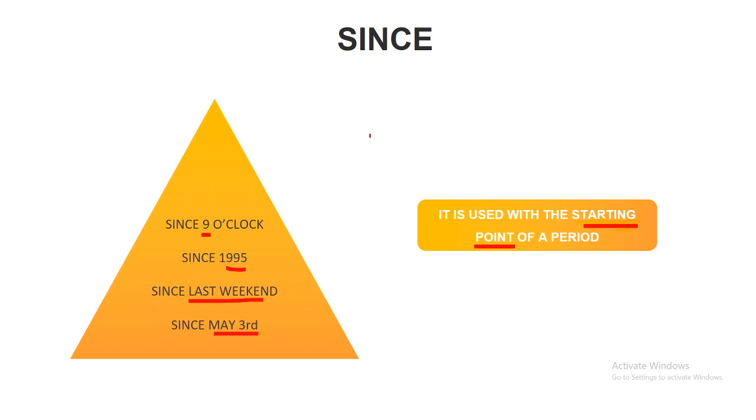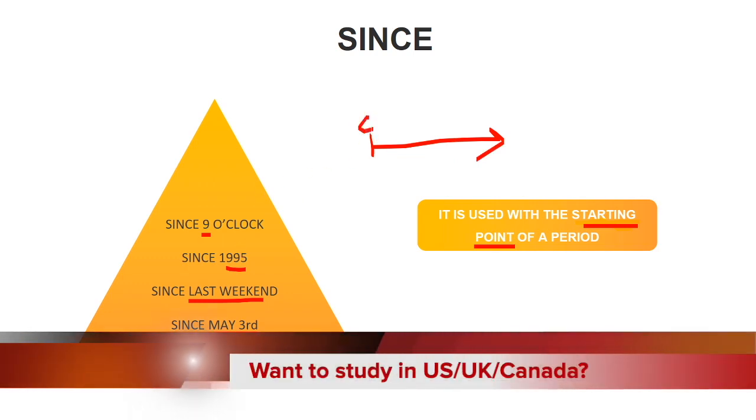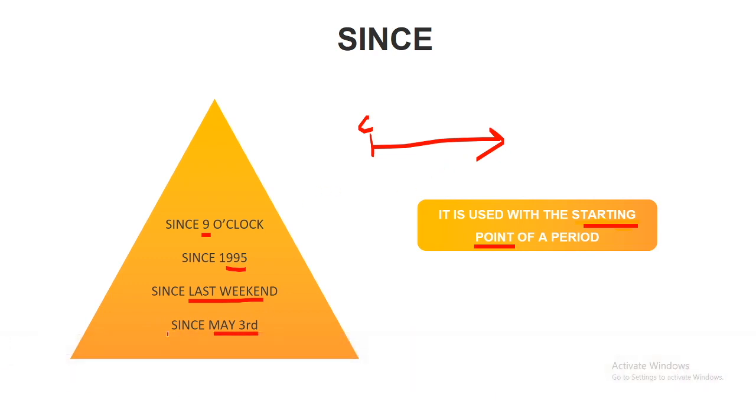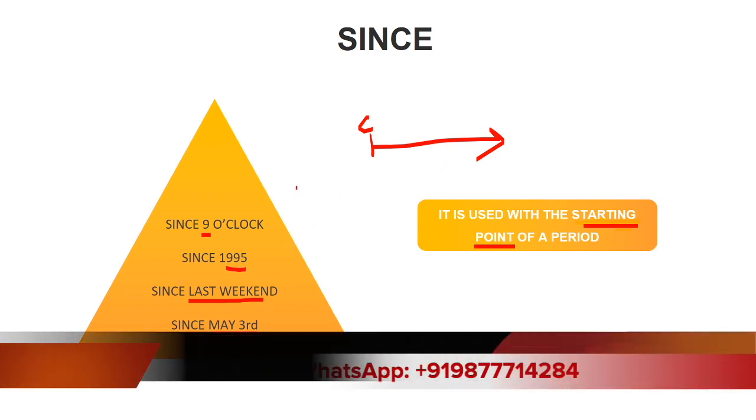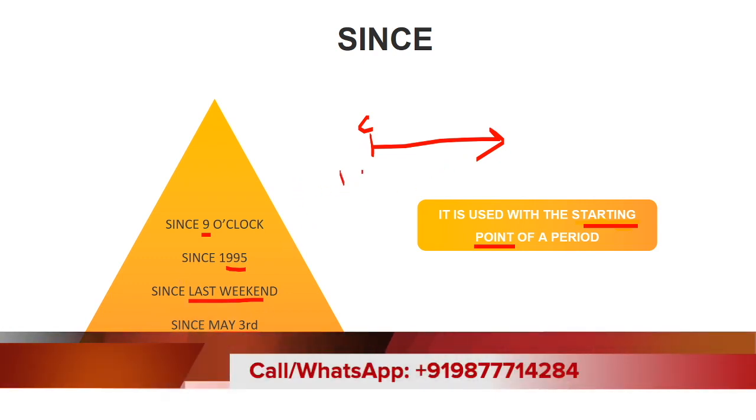So since is basically something that has happened in the past and is still continuing. अभी भी हो रहा है. Okay. So something started in 1995. You started playing cricket in 1995 and it's still continuing. So I have been playing cricket since 1995.